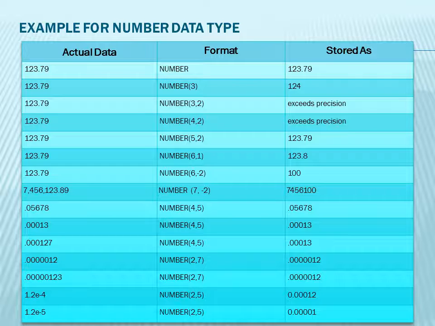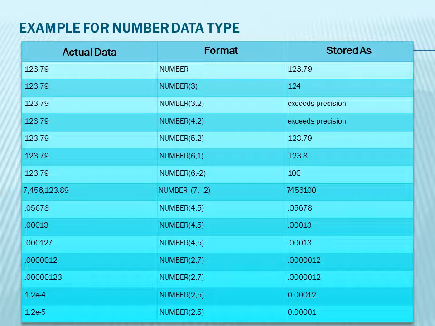See the next example, number of 6 comma minus 2. 6 is the total digits. In scale we are using a negative scale. So we saw that if you use a negative scale, it will store the data as 100.